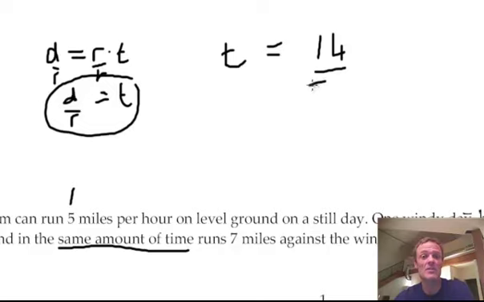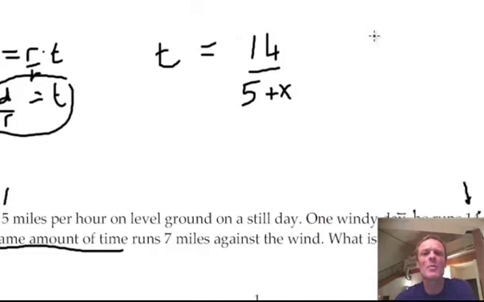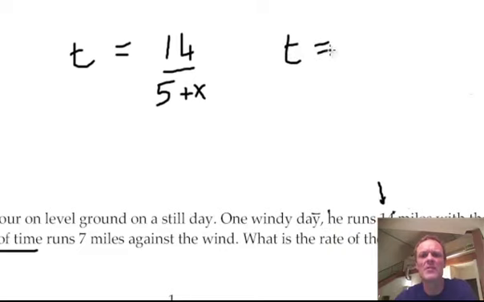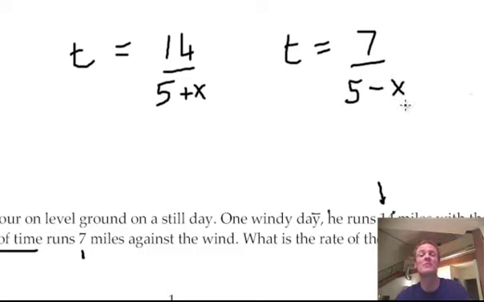So distance over speed, d over r. I'll just write it as x, doesn't really matter. Remember, time is distance over speed, distance over rate. So the distance was 14 miles and his speed is 5 miles an hour normally, but with the wind I'm going to add x. What about the other situation? What would the time be for this one? He's going to run 7 miles, so the distance is 7. This time against the wind, you take off that speed. So normally it's 5 miles an hour. This time I'm going to take off x because it's going slower. It's fighting the wind.